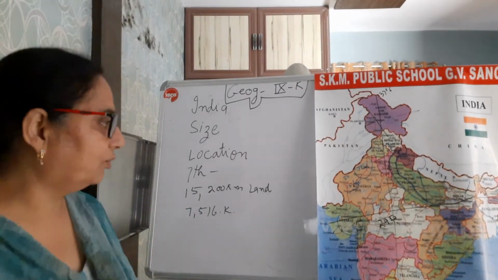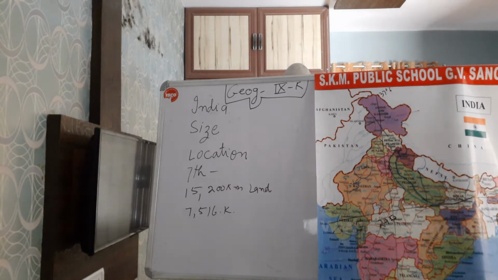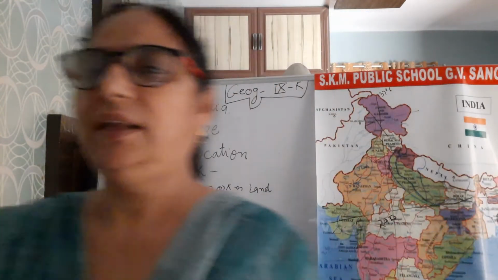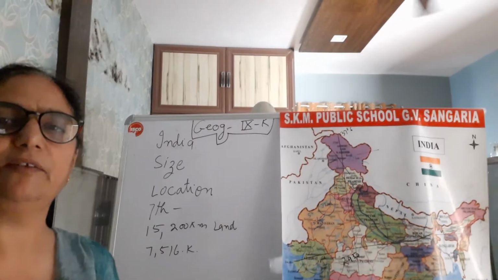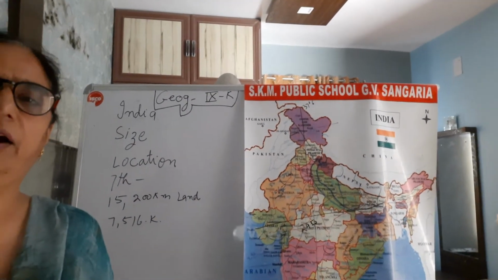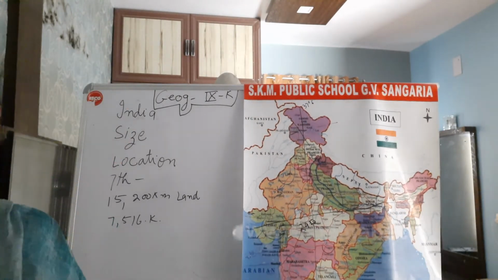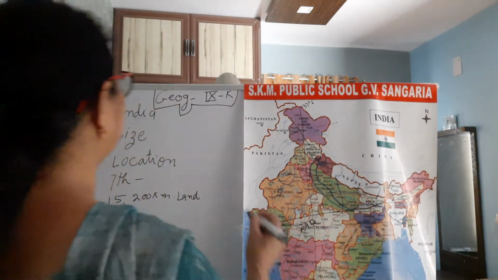And today we are going to study your geography. You know that the name of the geography book is Contemporary India Geography. So regarding that, I'm going to tell you something very important. On the world map, what is the location of India? You may have seen that.